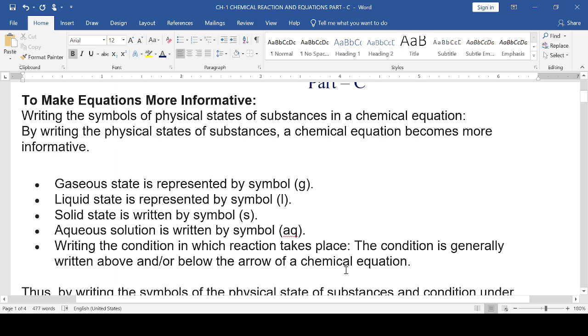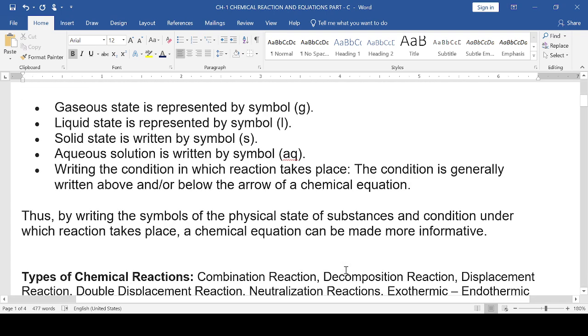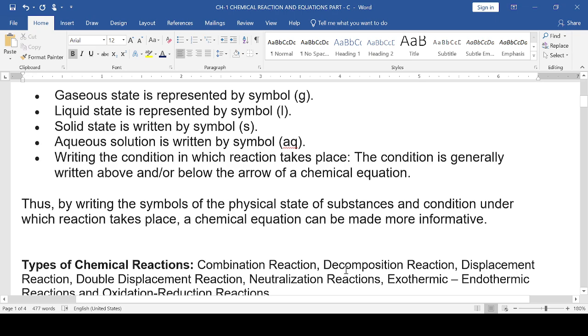So write the symbols: if it is a gaseous state, G; liquid state, L; solid state, S; aqueous state, AQ. Writing the condition in which the reaction takes place is very important. This condition is generally written above or below the arrow of a chemical equation. So you are going to describe what the particular state of the substance is.